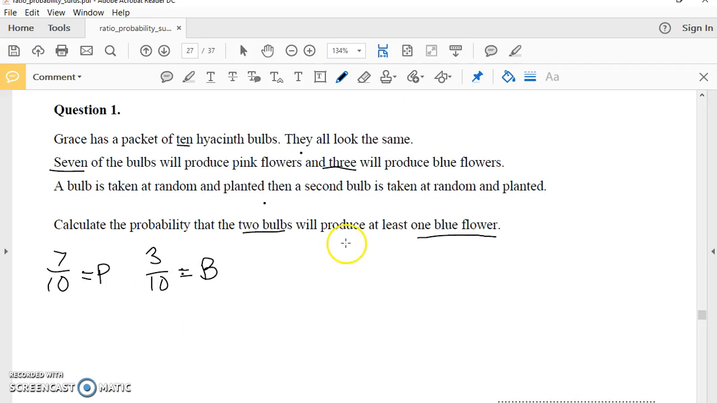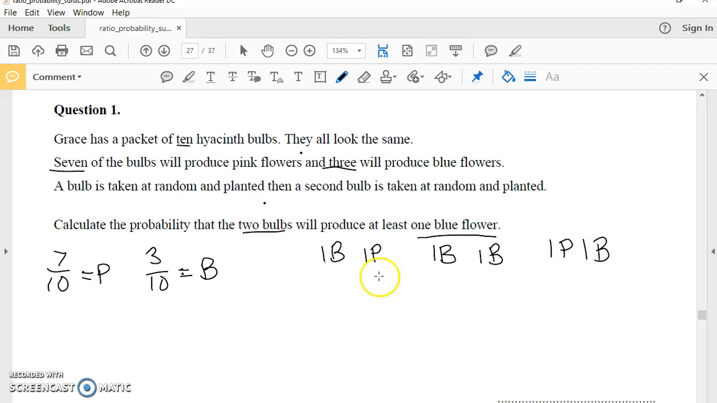So I have a couple different scenarios. I can pick 1 blue, 1 pink. I can pick 1 blue, 1 blue. And I can pick 1 pink, 1 blue. So those are my 3 options that are going to give me 1 blue flower at least, okay? So now I want to find the probabilities for each of those.